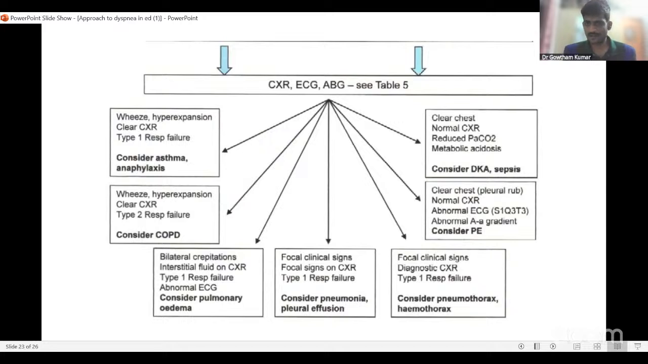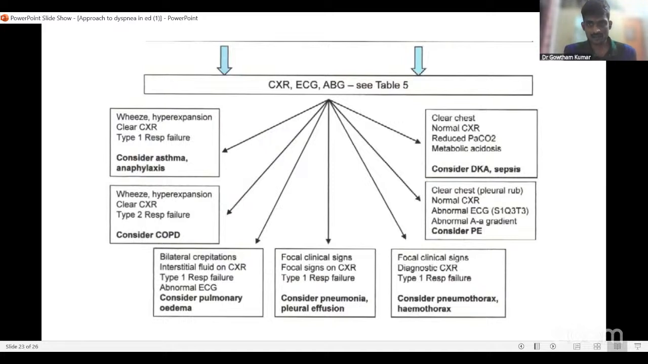Clear chest, normal X-ray, but abnormal ECG, not only S1Q3T3 but also sinus tachycardia, RBBB or RV strain pattern, that is T wave inversion in V1 to V4, abnormal A-a gradient, consider PE.